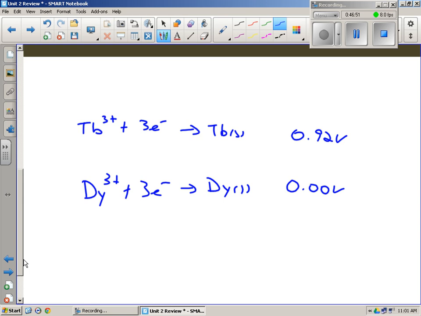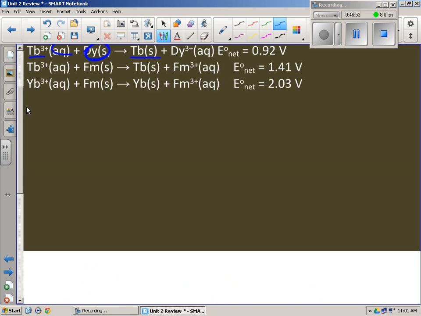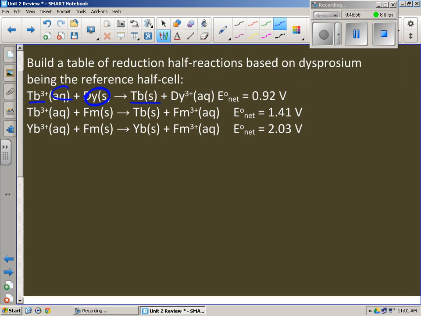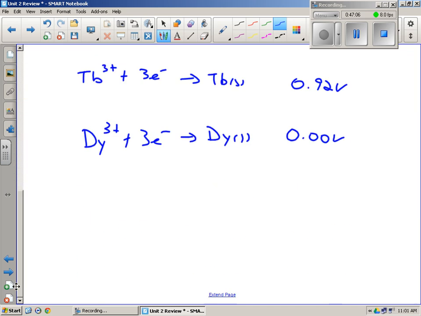Okay? Now, the next one here. Now I got those two done. Okay, look. Oh, here's Tb3+ again. It's my cathode. This is my anode. The cathode minus the anode has to be 1.41 apparently for the next equation here. So down here somewhere I'd say the cathode minus the anode has to be 1.41. The cathode in this case is my Tb3+ one. I know that has a half cell voltage of 0.92.